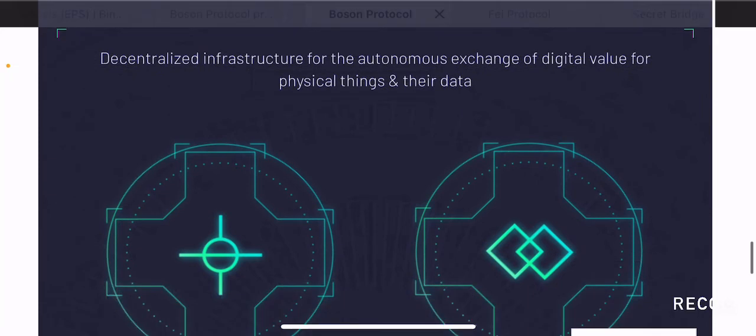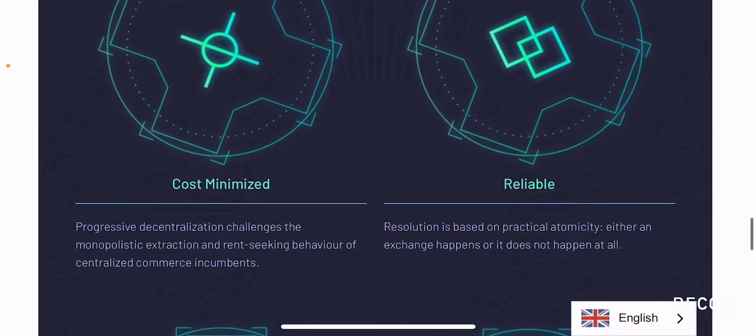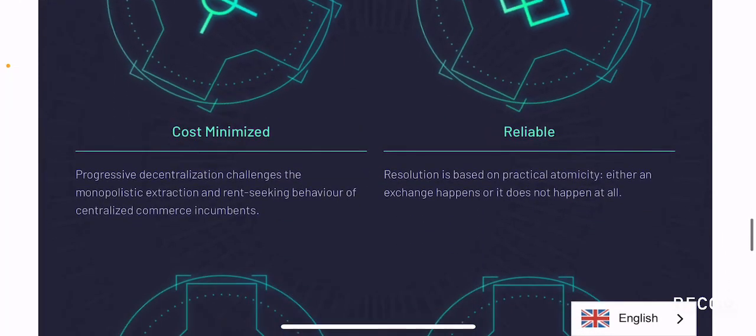So again, one of the main reasons why e-commerce would be the future is basically cost minimized. Progressive decentralization challenges the monopolistic extraction and rent-seeking behavior of centralized commerce incumbents. Again, one of the main key features of decentralized e-commerce is going to be cost reduction. It's going to definitely reduce cost and make it more efficient for people to participate.